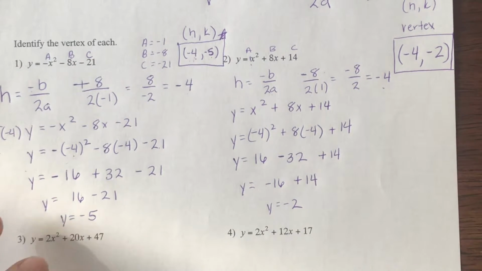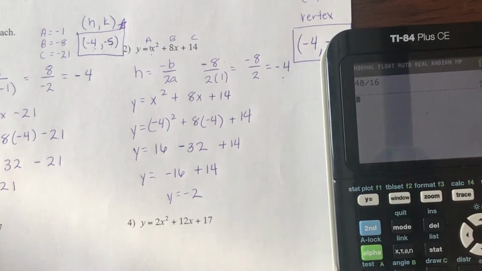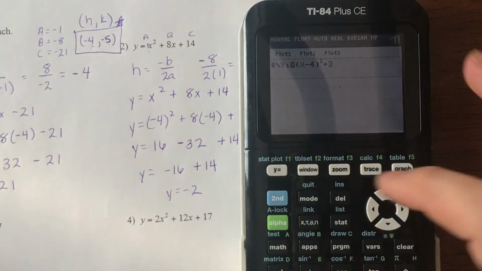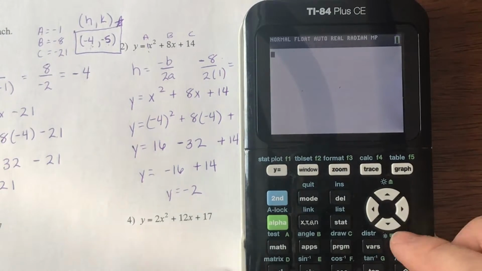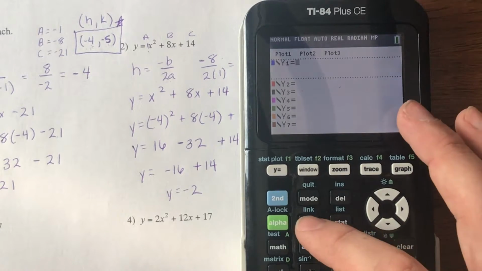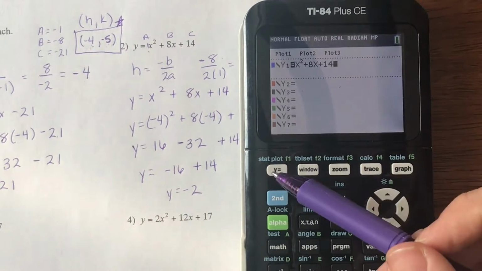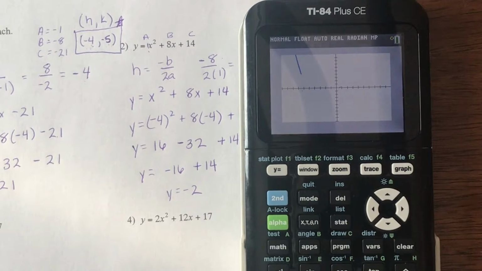And you may be saying, hey, what's a way I can check this? Well, the way you can check it is to go to your calculator, go to y equals. Let me turn up the brightness just a little bit. It may help. Clear out whatever you may have there, and type in x squared plus 8x plus 14. We've gone through how to graph stuff. We hit graph, and we get this right here.